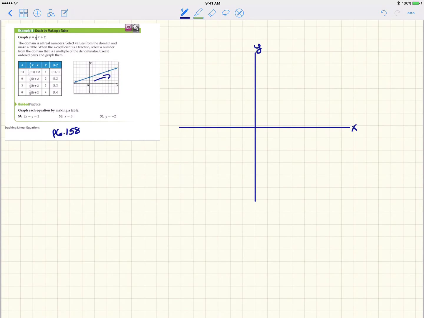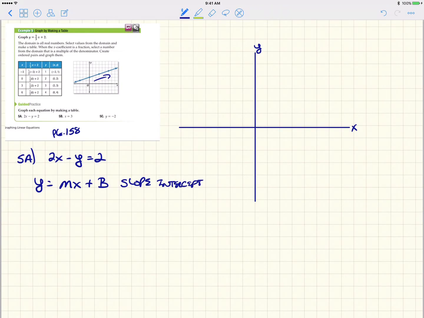What I'm going to do is take a look at example 5a. Example 5a gives us 2x minus y equals -2. Now, we talked about the slope-intercept form of a linear function. The slope-intercept form of a linear function takes the form y equals, and we're going to use m, mx plus b. This is the slope-intercept form.